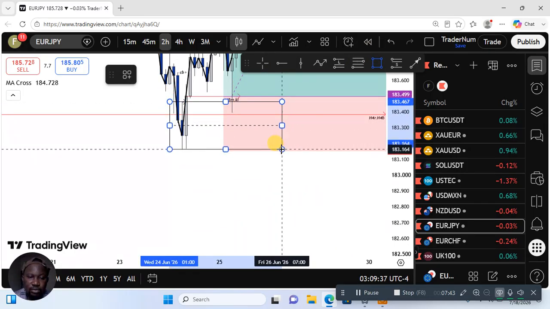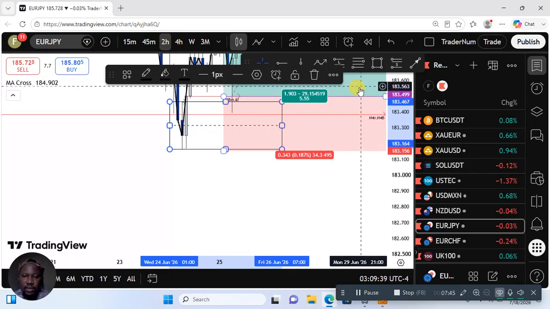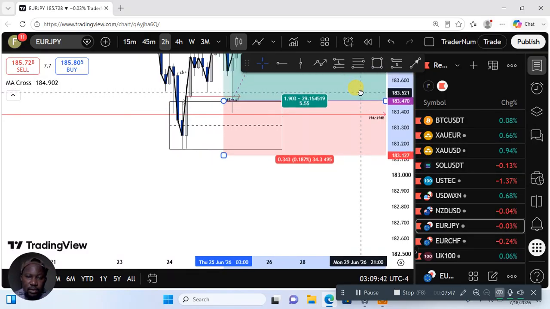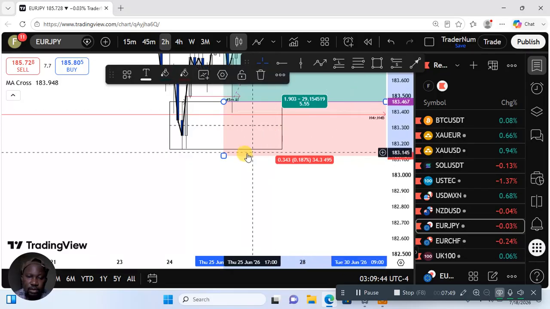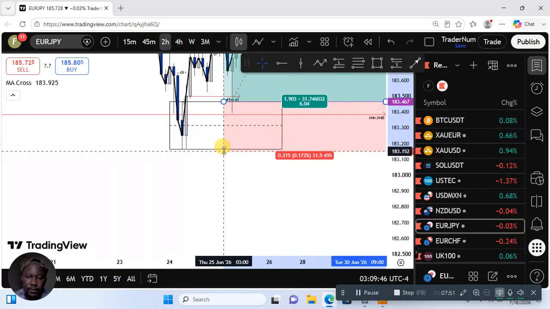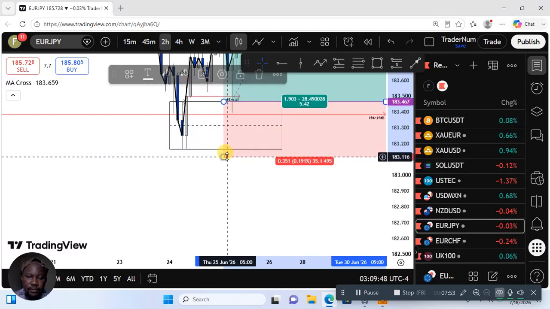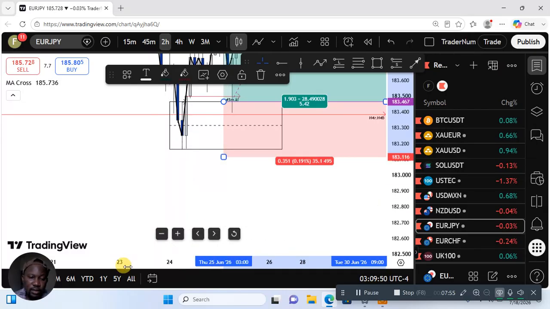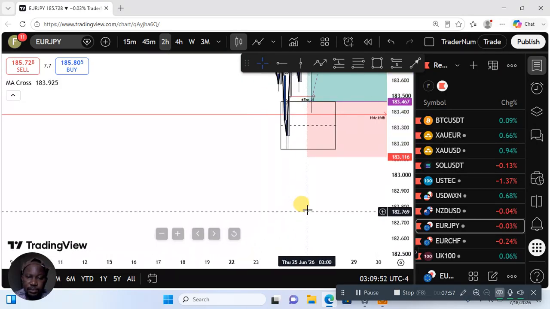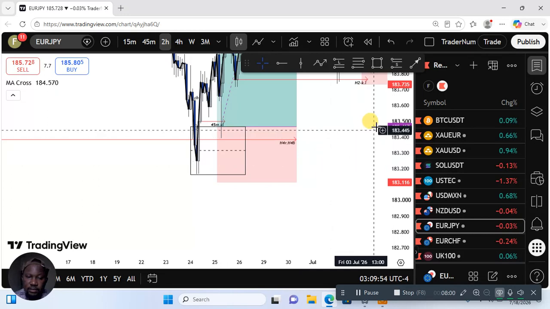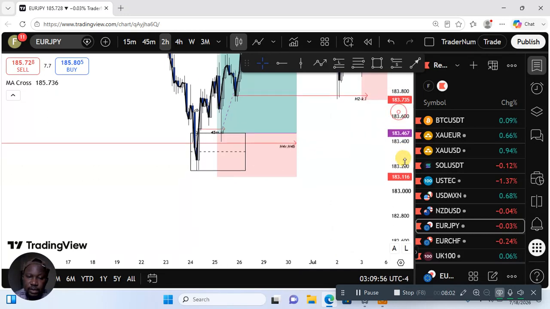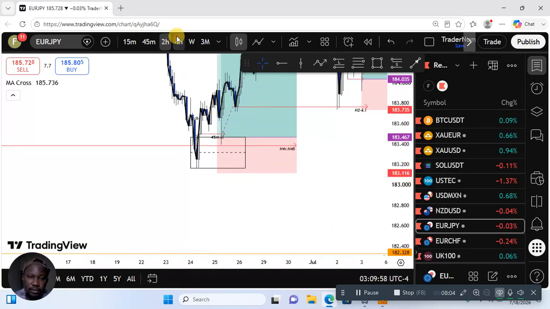This can be seen as our other block, and price is supposed to respect that other block, right? So if I want to take this trade now, I'll take it from the other block and a little bit above here. Now this is on the 2 hour time frame. Then on the 4 hour time frame, that could be another entry also.